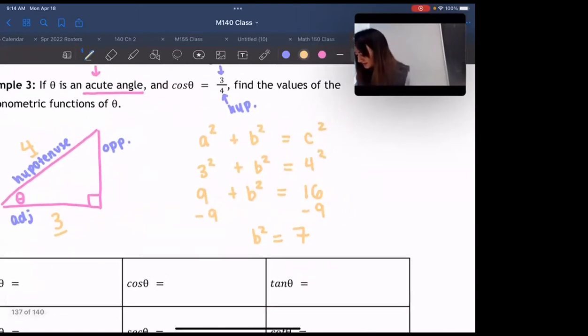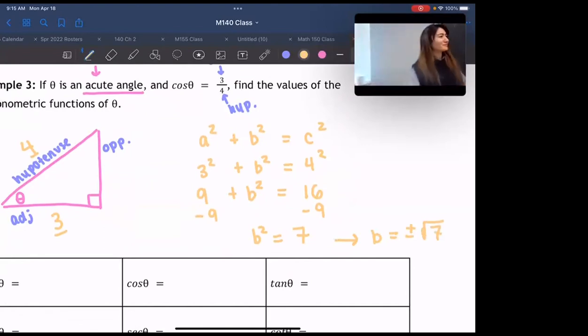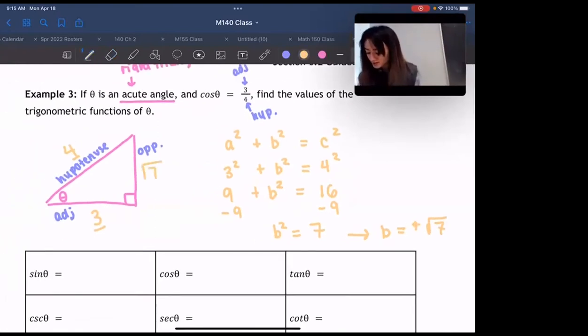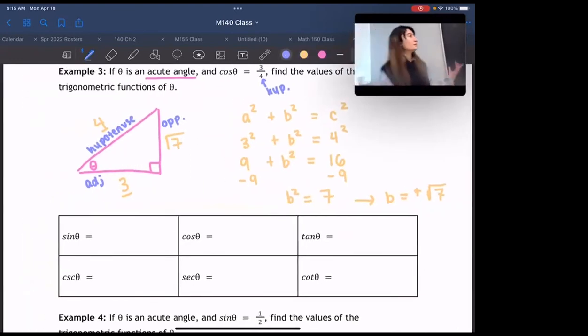All right, that's fine. And then taking the square root of both sides, b is plus or minus the square root of 7. But since we're dealing with lengths of a triangle, we can't have a negative length. So let's just leave that positive. Okay. So we know that the opposite side is the square root of 7. Now we can kind of go about and try to find these angles. Okay. Now in the question, cosine was already 3/4. So that's pretty easy, right? What do you think the sine is going to be?